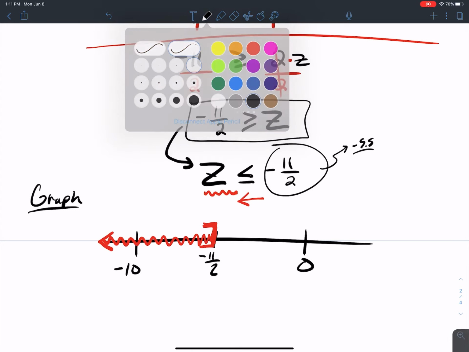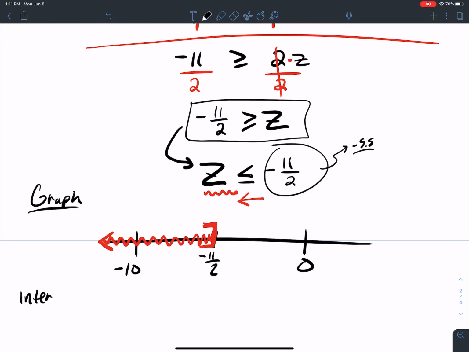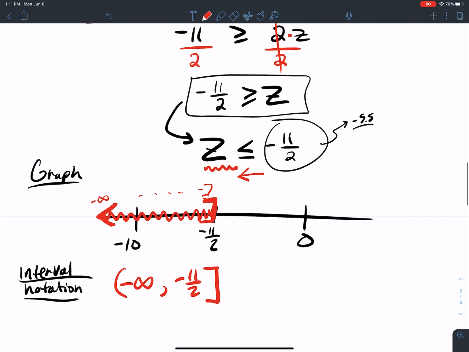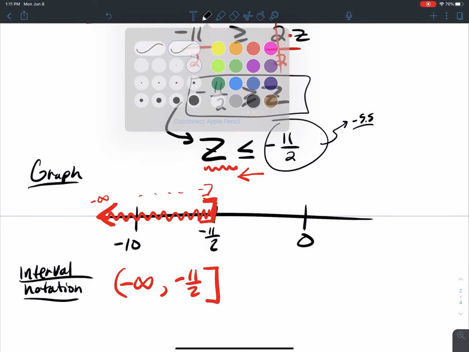Now, the interval notation. Where do we go from? Well, this is going forever and ever to the left, so that's negative infinity, up to, and where do we stop? We stop right here at negative 11 over 2, and we include it, so we put the bracket. So that's the interval notation, okay?